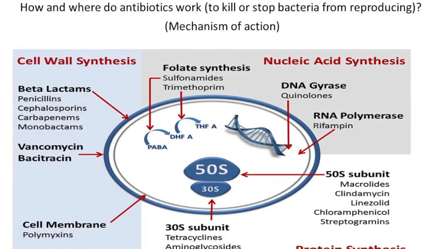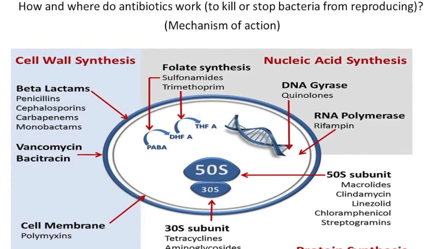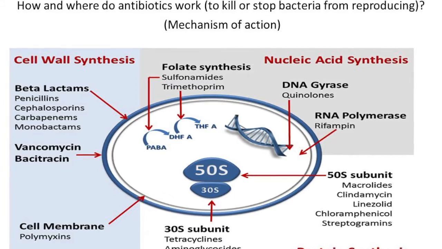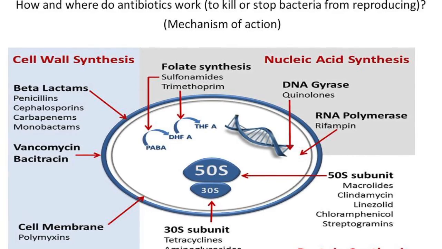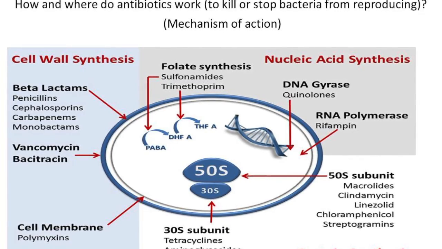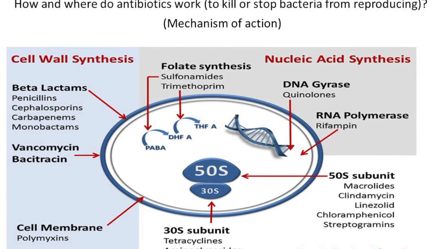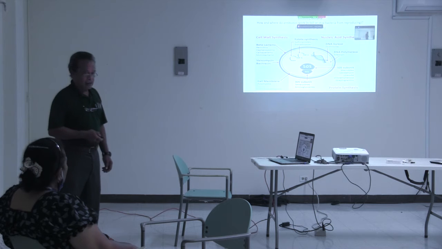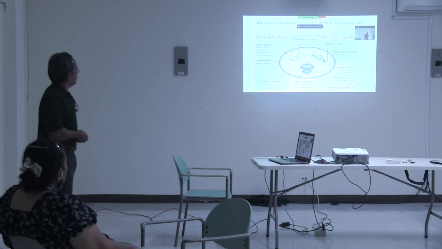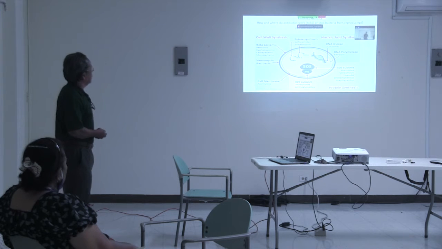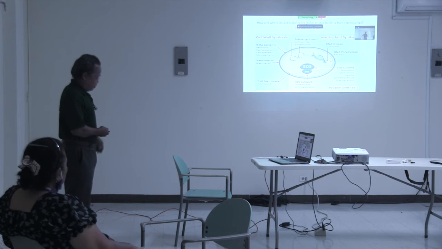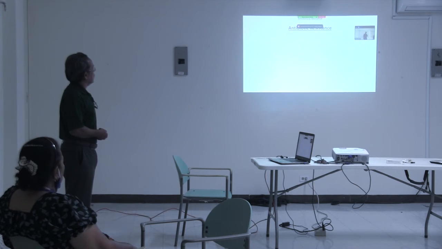It stops the enzyme that converts para-aminobenzoic acid to dihydrofolic acid. And then the other one, trimethoprim, stops synthesis of folic acid from THFA. Clear? Okay, so I just wanted to show you that after I talked about how antibiotics work.